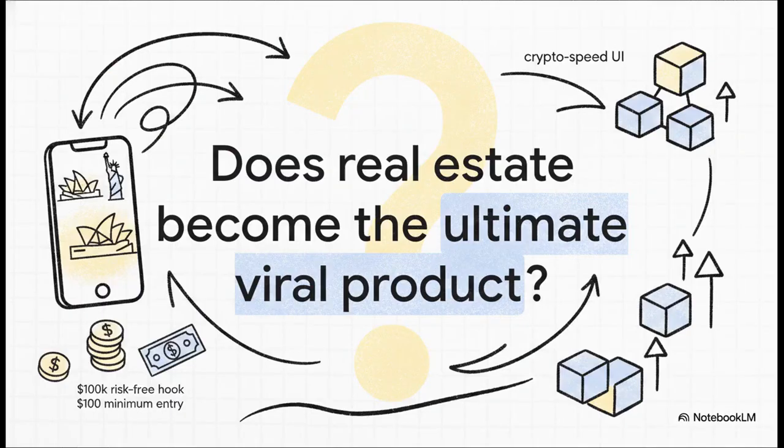So, we've seen the mechanics, the 100K risk-free hook, the $100 minimum entry, the high-speed UI, and those viral IPO drops. But let's zoom out for a second and ask ourselves this. If you can pull out your phone and seamlessly day trade global landmarks like the Opera House or Liberty Island with zero friction, how quickly does the world's oldest, sleepiest asset class become its most viral financial product? If they actually crack this code, what on earth does the future of ownership look like? Definitely something to keep an eye on.